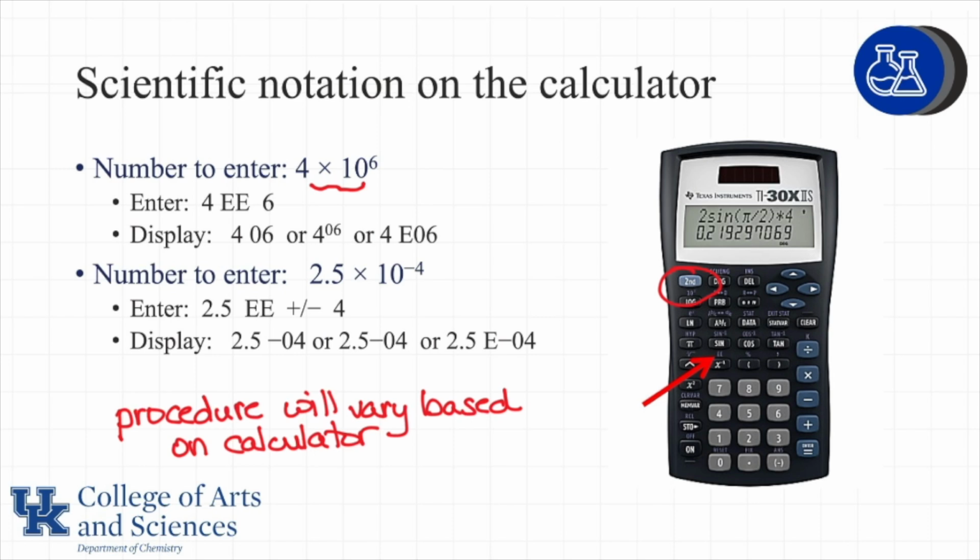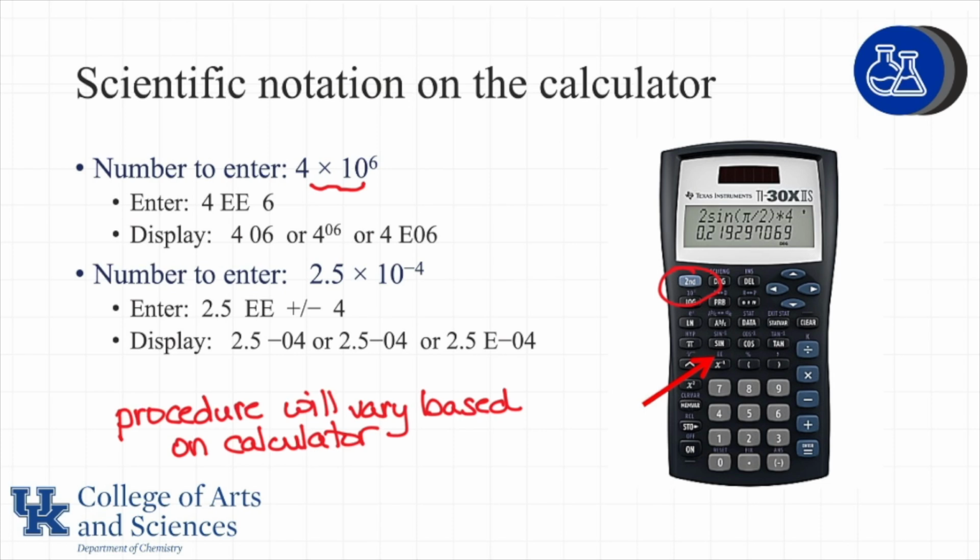And you'll see different things on the display. It might show 4 and this 06 to the right, or 4 and 06 where it's superscripted as an exponent. Sometimes you'll see an E06. All of those mean the same thing. It's just how the manufacturer chooses to display it on the screen.